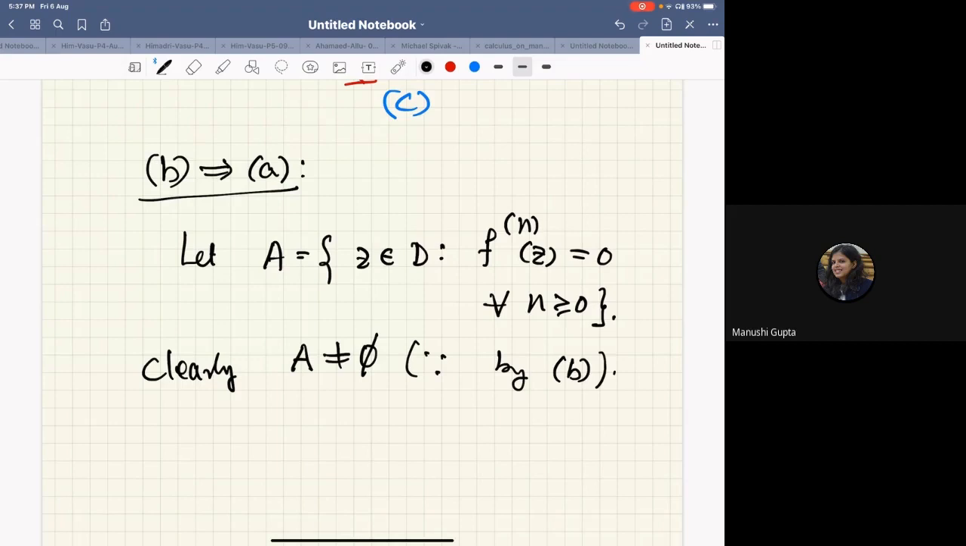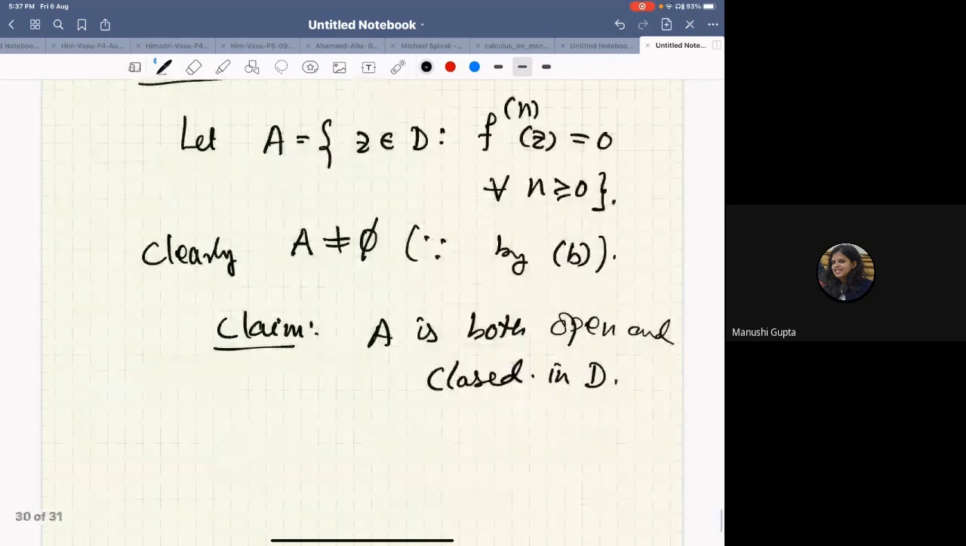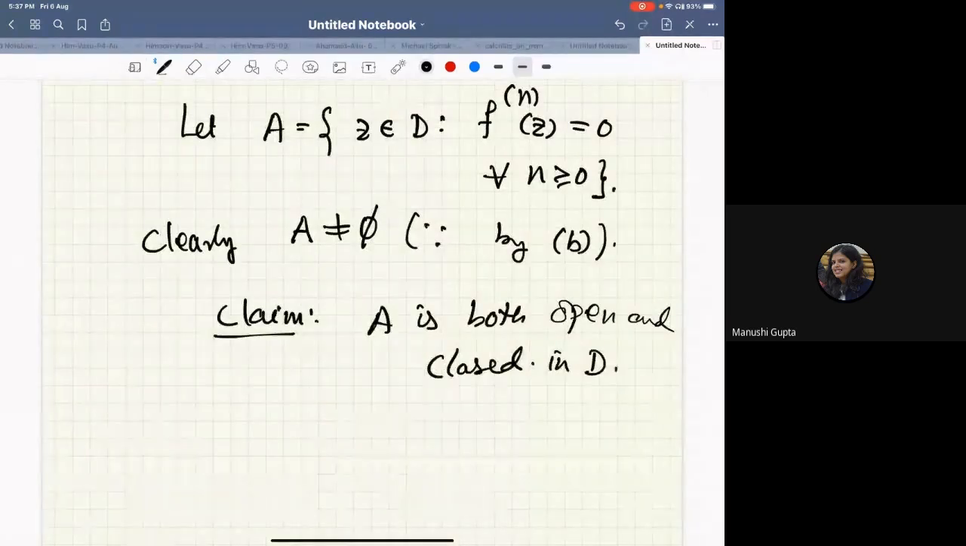Now I want to prove that A is both open and closed. Claim: A is both open and closed in D. Now since D is connected, what will we get? A equals to D.